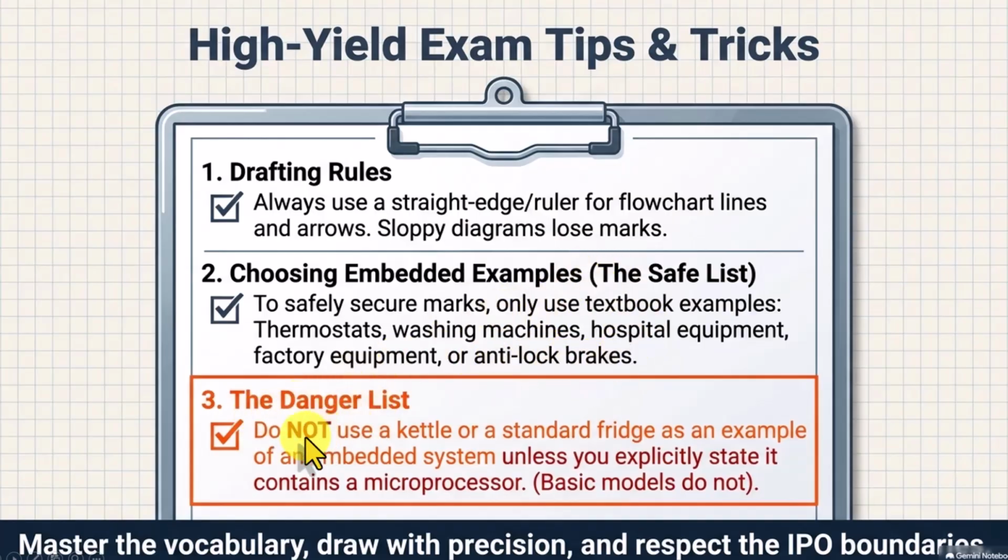And the danger list: do not use a kettle or a standard fridge as an example of an embedded system unless you explicitly state it contains a microprocessor, because some basic models do not. If you write it, maybe you will lose the marks. So you have to master the vocabulary, draw with precision, and respect the IPO boundaries.